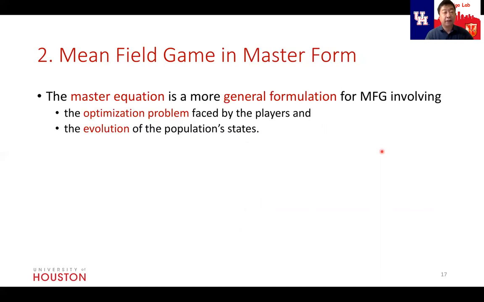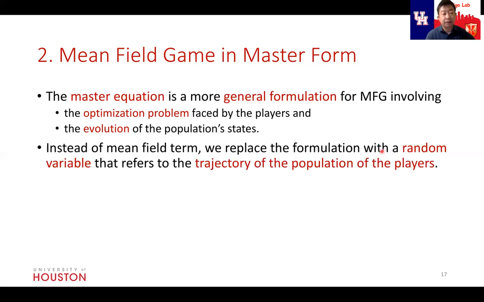The second theory is mean field game in master form. The master form is a more general formulation for mean field, solving the optimization problem faced by the player and the evolution of the population state. So instead of a mean field term, we replace it with a random variable that refers to the trajectory of the population and the player. So in other words, okay, originally in the type 1 mean field, this m is just a value. But now the m is a kind of random variable.